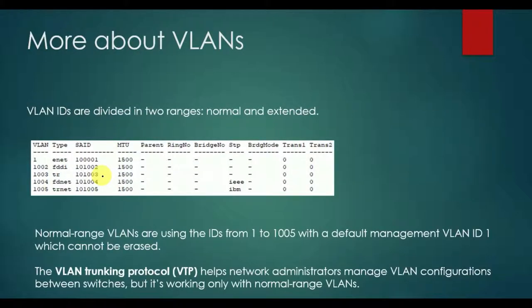Now let's go into the technicality of VLAN, right? VLANs are normally divided into two ranges: the normal range and the extended range. In the switches, by default we cannot make changes to some VLANs. We can see VLAN 1, VLAN 1002, VLAN 1003. These are the default VLANs. We cannot delete these VLANs. All the switches have these VLANs inbuilt, right? The normal range VLANs use the IDs from 1 to 1005, with the default management VLAN 1, which cannot be erased. We cannot erase this VLAN in the switch.